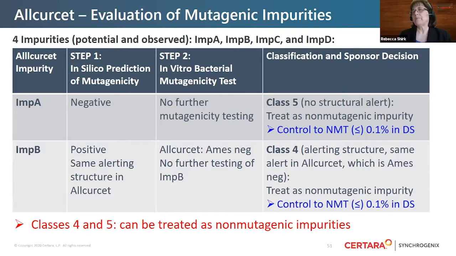Impurity B came back positive from in silico predictions of mutagenicity. However, the structural alert was the same as the alert that was present in the parent drug, Allcurcet. Allcurcet, of course, had been previously tested, was known to be Ames negative, and therefore impurity B required no further testing. It could be classified as a class 4 impurity, has an alerting structure, but similar to the same one as the one in Allcurcet, which is known to be Ames negative. Therefore, it could be treated as a non-mutagenic impurity, and the sponsor determined to control it to levels not more than 0.1% in the drug substance. In other words, below the qualification threshold.